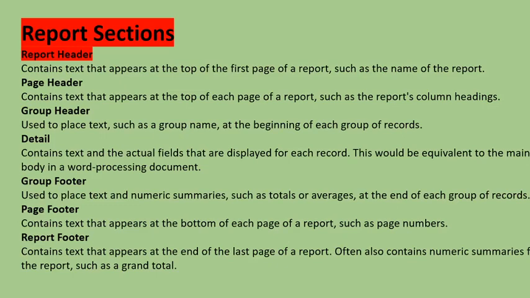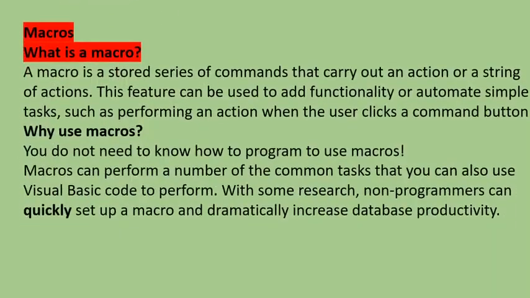Then you have group footer, used to place text and numeric summaries such as totals or averages at the end of each group of records. Then you have page footer, which contains the text that appears at the bottom of each page of a report, such as page numbers. Then you have report footer. It contains the text that appears at the end of the last page of a report. Often it also contains numeric summaries for the report, such as grand total. Therefore, these are the parts or sections of a report.